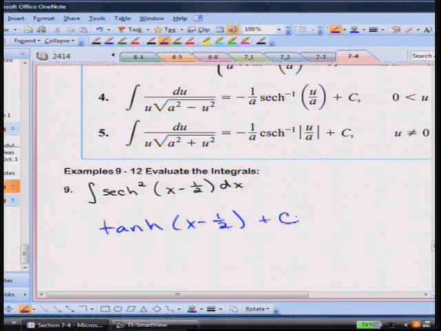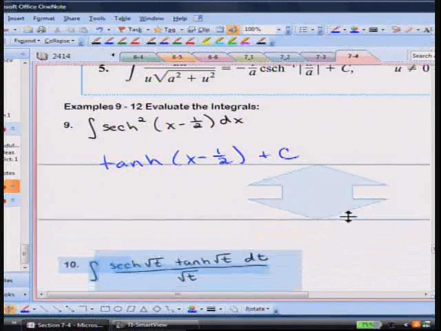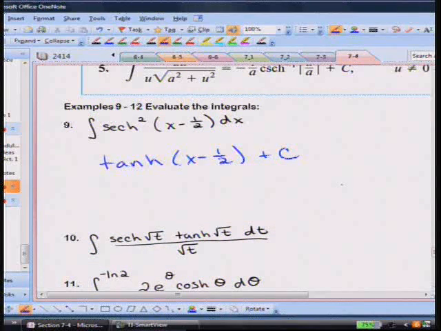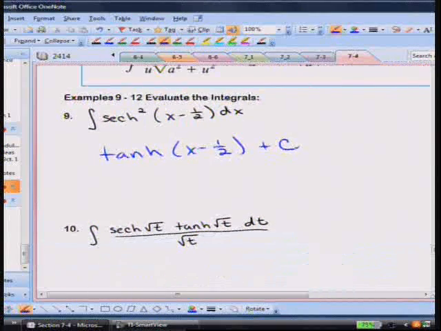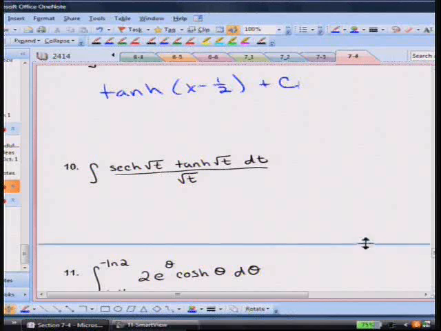Okay. Does that make sense? That one was easy. I keep saying inverse, I think my brain is getting tired. This one didn't have any inverse in it though. It's just regular hyperbolics. All right, let's try number 10. Again, no inverses in it.